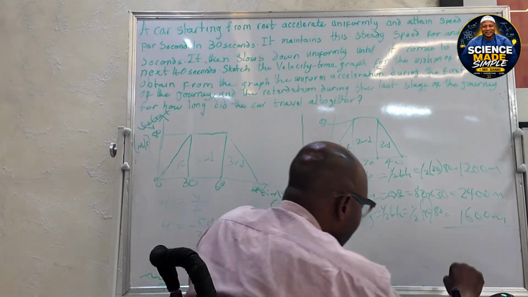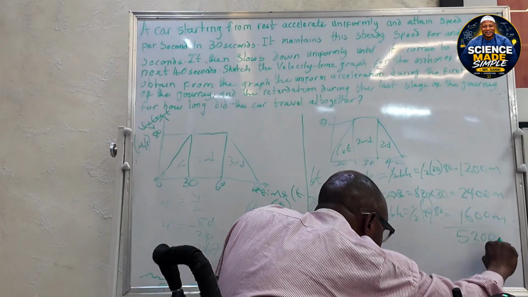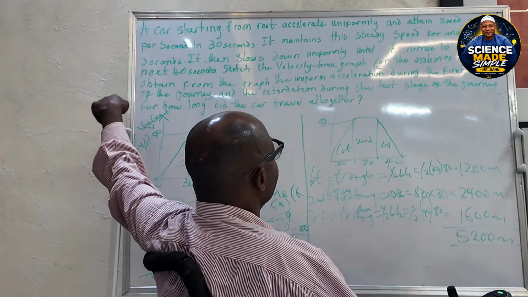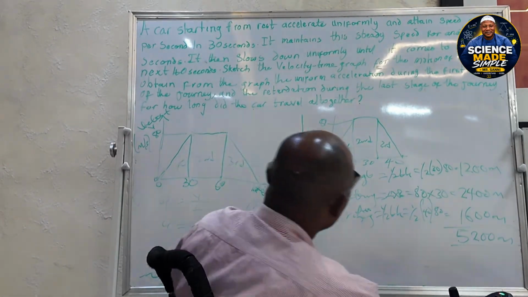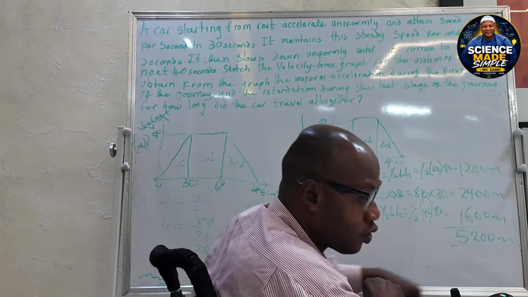That will give us 5,200 meters. That is the answer. That is the total distance traveled by the car from the starting point to the end point. That's 5,200.